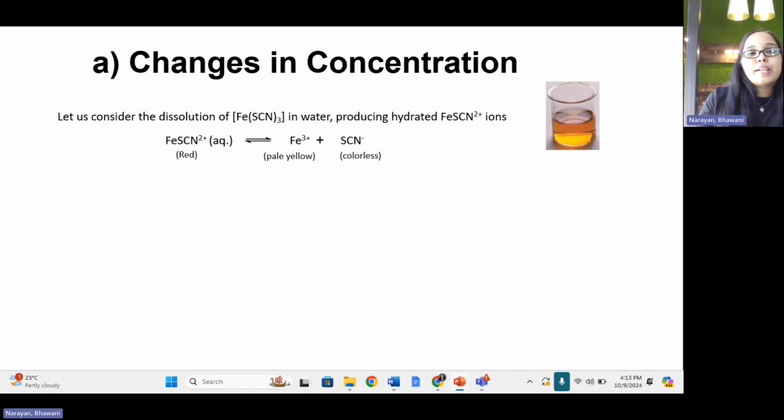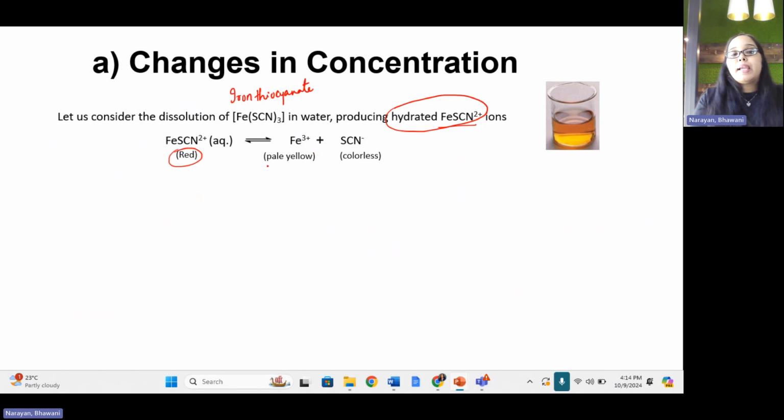For this, I have taken a sample reaction, the dissolution of iron thiocyanate. So this is iron and SCN is thiocyanate. This is the dissolution of iron thiocyanate in water, and that produces hydrated FeSCN2+ ions. That further dissociates into Fe3+ and SCN- ions. The hydrated FeSCN2+ ions are red in color. The Fe3+ is pale yellow, and thiocyanate ions are basically colorless.